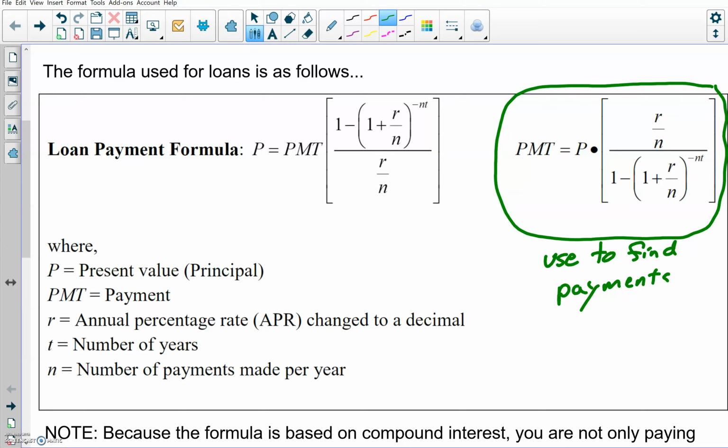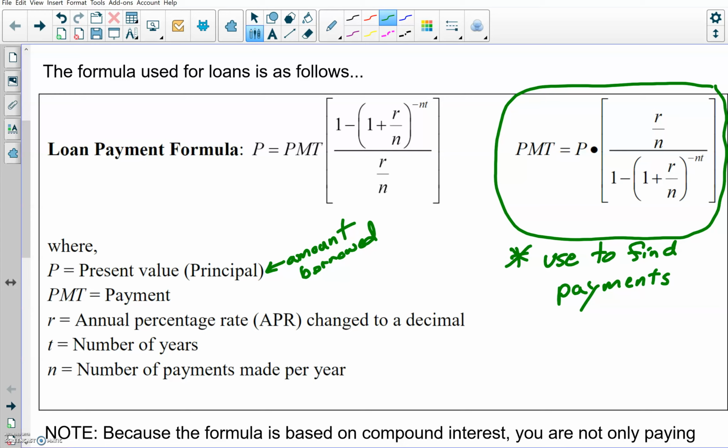And that's really the form that you're going to be seeing for the homework and everything else. So this other one, it's equivalent, but you don't really use it for what we're going to do. The P in this case is the present value, the principal. This is the amount borrowed. So whatever you're borrowing is the principal. The PMT is the payment, just like it was back in 5.4.